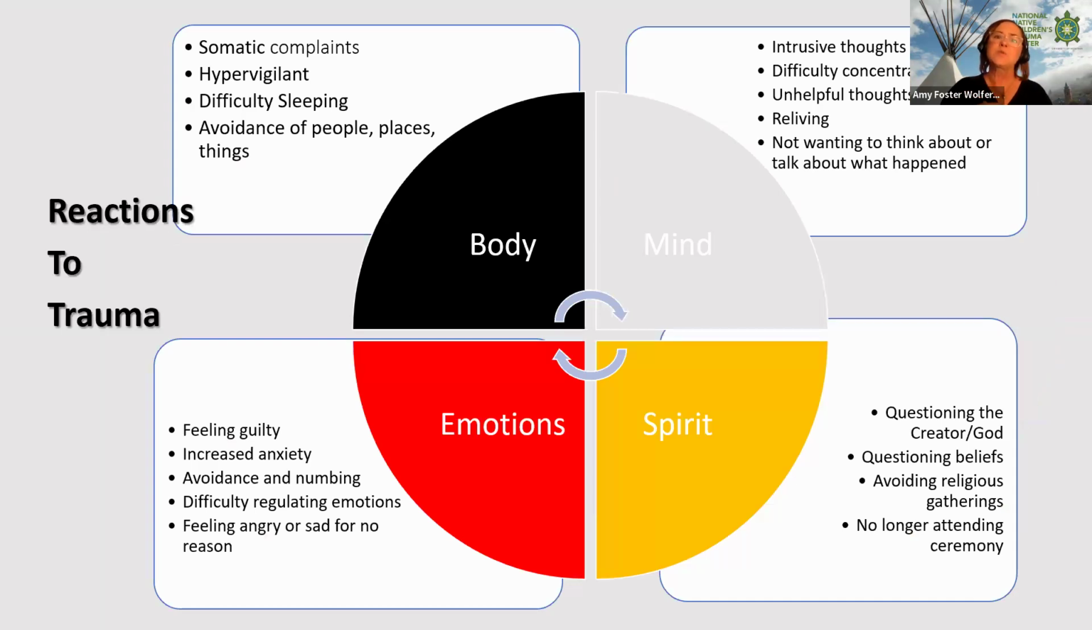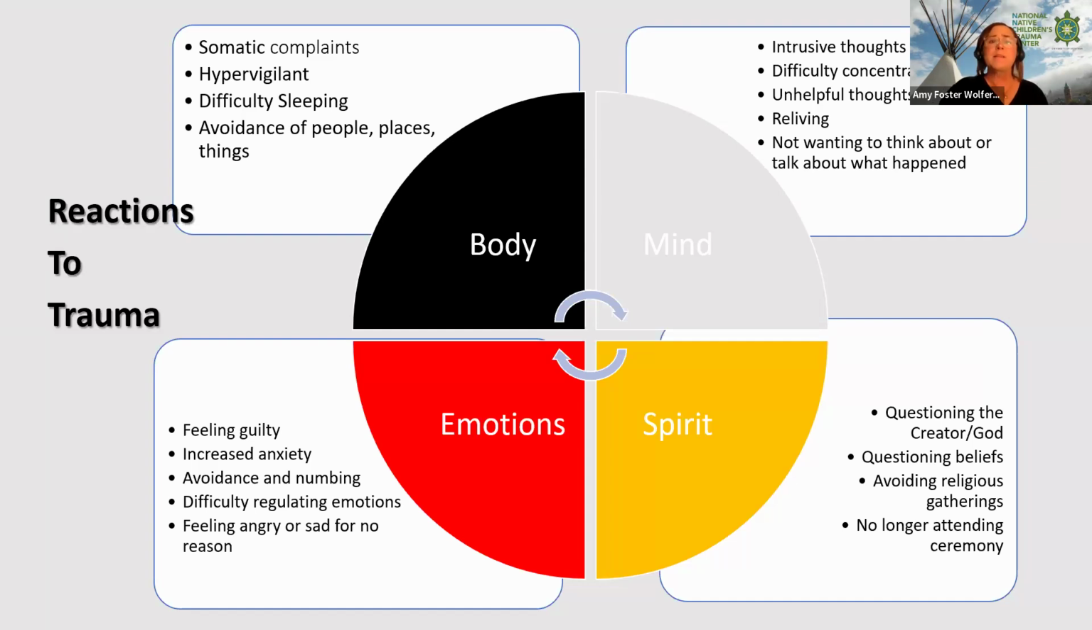In regards to individual impacts of trauma, we can see in a lot of different domain areas these impacts. So, physically, we might experience somatic symptoms like headaches, stomach aches, and dizziness. We might be hypervigilant and feel like we're always on guard, looking out for danger at all times. We might struggle to fall asleep at night, and we might even do whatever we can to avoid people or places or things that remind us of the trauma that we experienced.